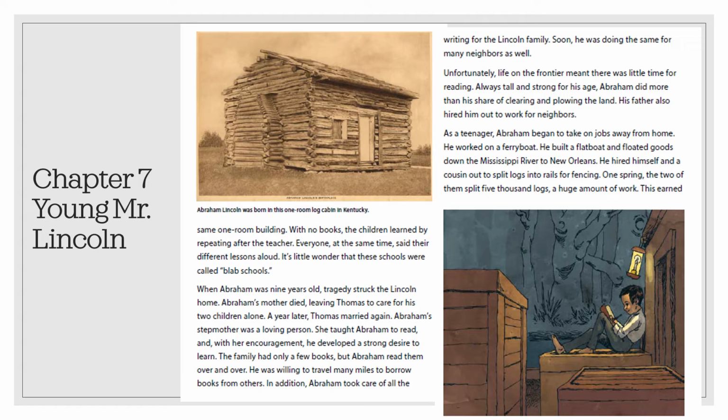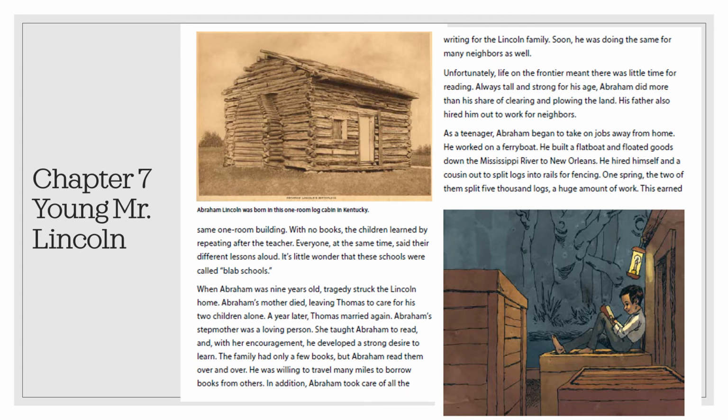Always tall and strong for his age, Abraham did more than his share of clearing and plowing the land. His father also hired him out to work for neighbors. As a teenager, Abraham began to take on jobs away from the home. He worked on a ferry boat, he built a flatboat, and floated goods down the Mississippi River to New Orleans.